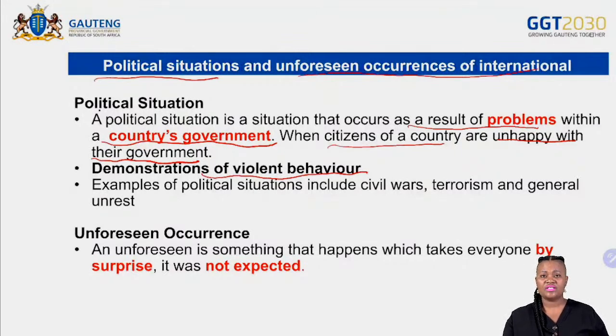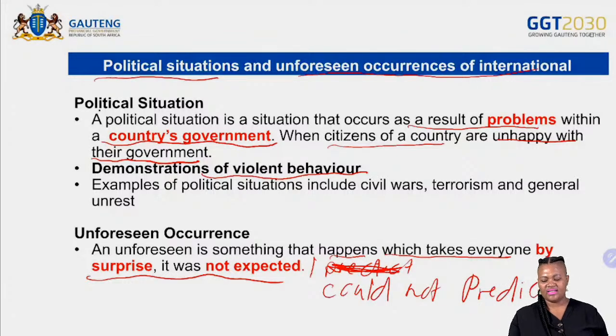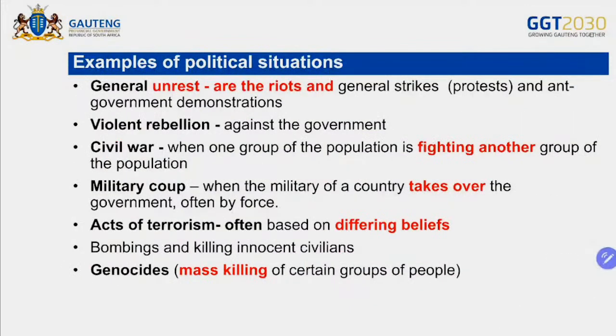Then we have unforeseen occurrences. An unforeseen occurrence is something that happens which takes everyone by surprise. It was not expected, meaning we could not predict that something is going to take place. We refer to it as an unforeseen occurrence. We could not predict that it's going to take place. That is an unforeseen occurrence, and it takes us by surprise and it was not expected.